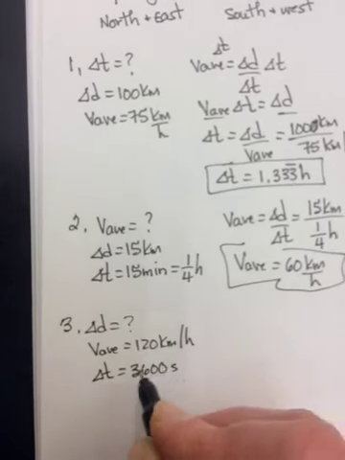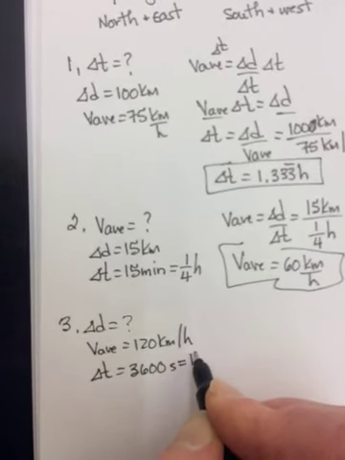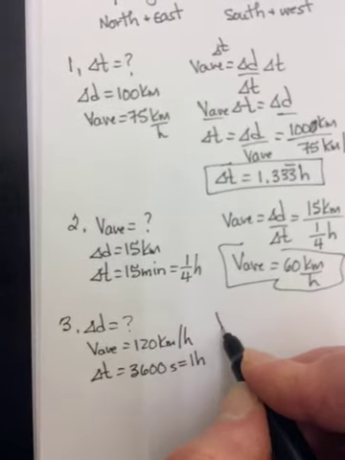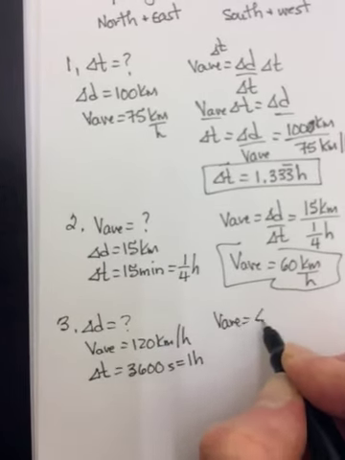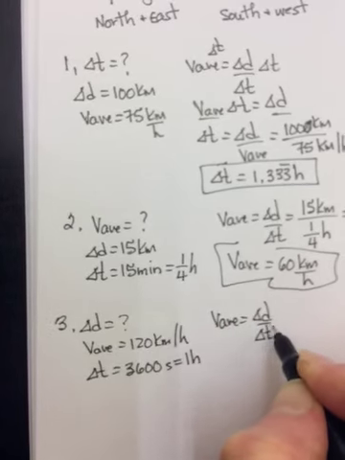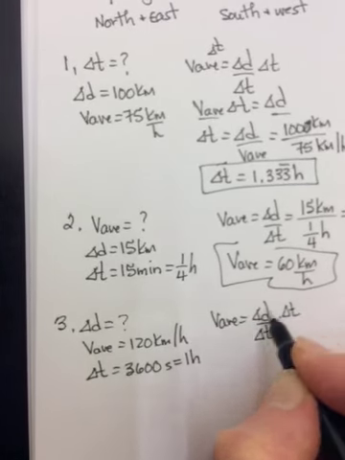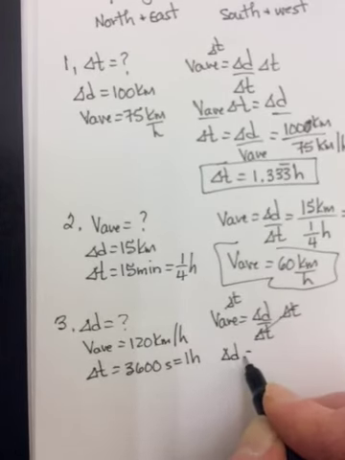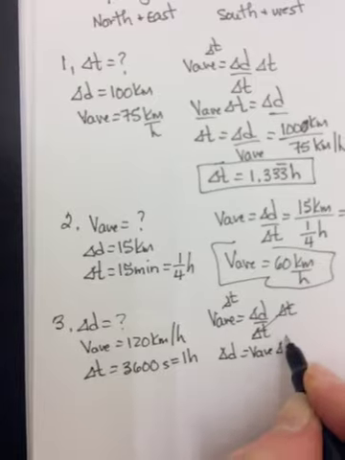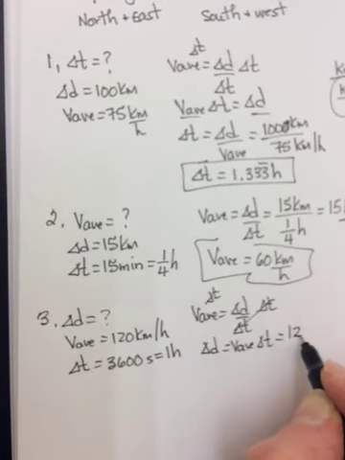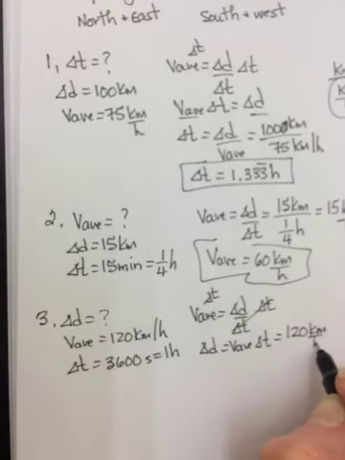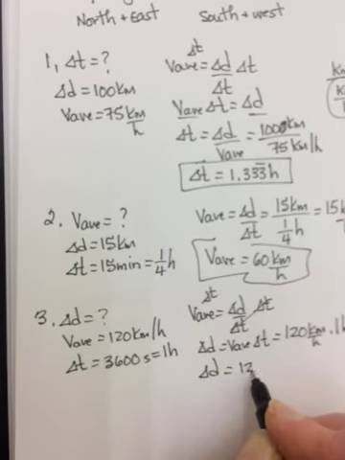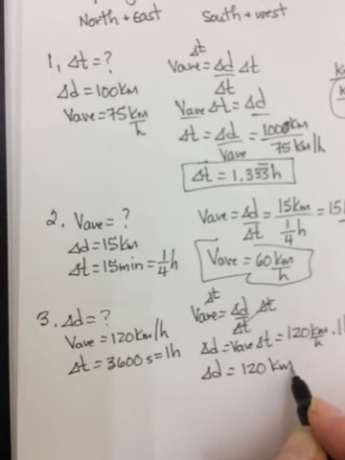3,600 seconds. Hopefully you recognize 3,600 seconds as 1 hour, because if you do, it makes your life much easier, because then you do v-av is equal to delta d over delta t, and you want to solve for delta d, so get rid of the delta t. It'll cancel here. So delta d equals v-av times delta t. So 120 kilometers per hour times 1 hour. Delta d is going to be equal to 120 kilometers.